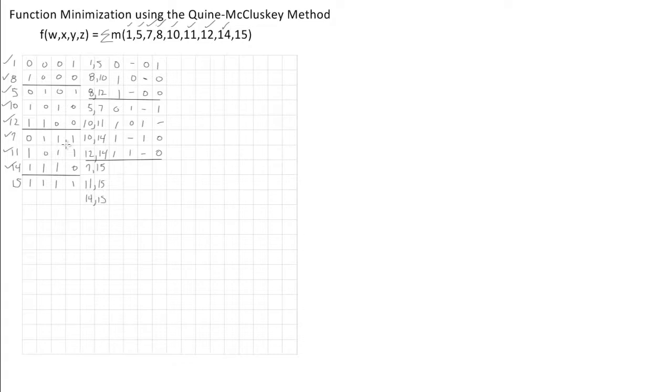Okay, so 0, 1, 1, 1. Compared to that, we have dash 1, 1, 1. And then we have 1 dash 1, 1. And then we have 1, 1, 1 dash. Okay. We're making progress.